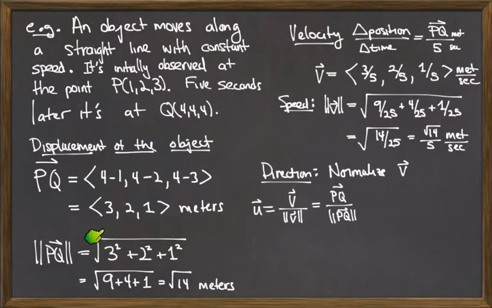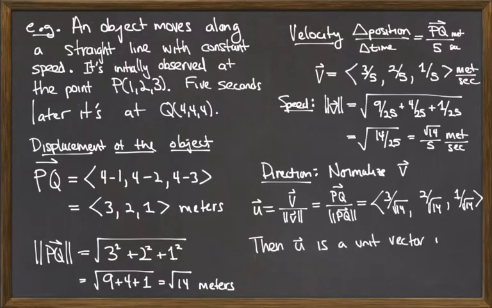I need to take PQ, 3, 2, and 1, and I need to divide each component by the length of PQ, so I need to scale it by 1 over the square root of 14. This is a new vector. It will have length 1, so u is a unit vector, and it points in the same direction as the direction of motion, either given by the displacement vector or the velocity vector.